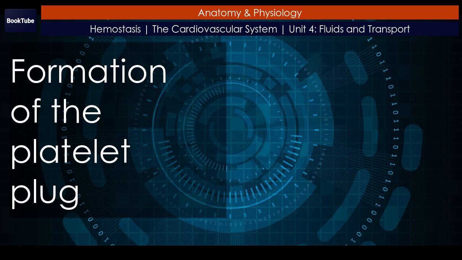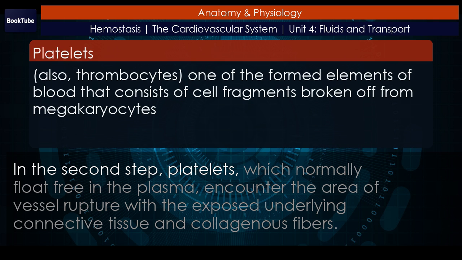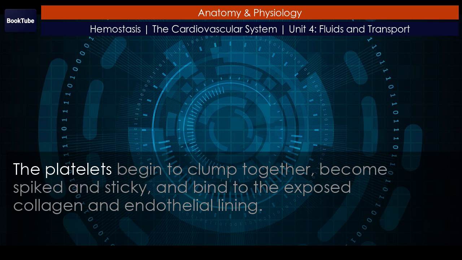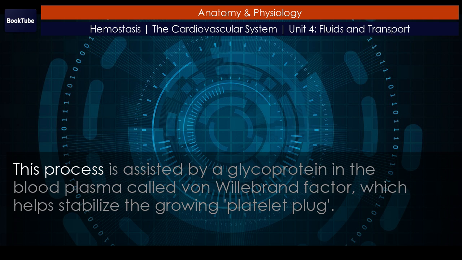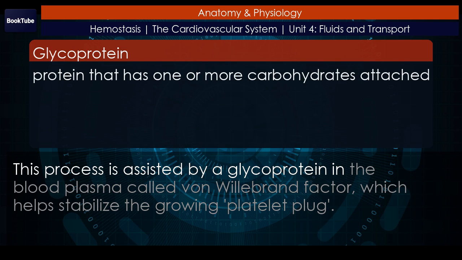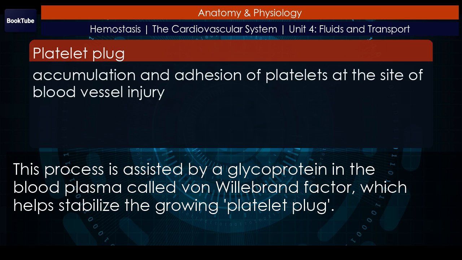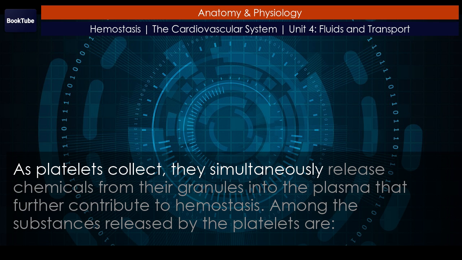Formation of the platelet plug. In the second step, platelets, which normally float free in the plasma, encounter the area of vessel rupture with the exposed underlying connective tissue and collagenous fibers. The platelets begin to clump together, become spiked and sticky, and bind to the exposed collagen and endothelial lining. This process is assisted by a glycoprotein in the blood plasma called von Willebrand factor, which helps stabilize the growing platelet plug. As platelets collect, they simultaneously release chemicals from their granules into the plasma that further contribute to hemostasis.